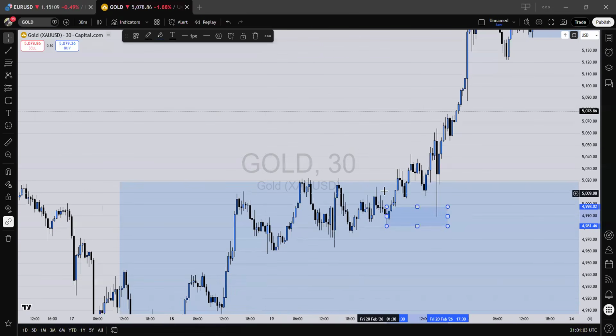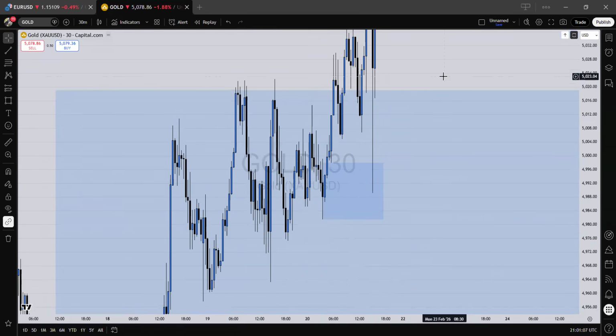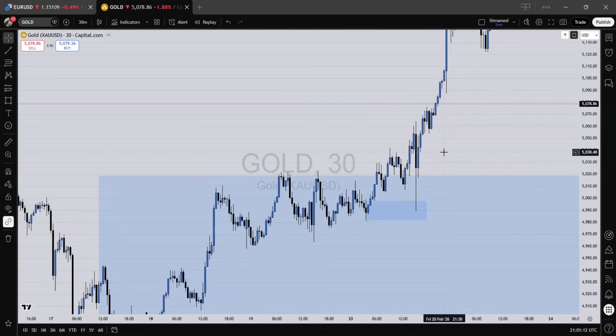So how price came to my entry is more important to me than price coming to my entry itself. So if there's liquidity and price comes to my entry, I will take my entry, whether it is stop loss or not.